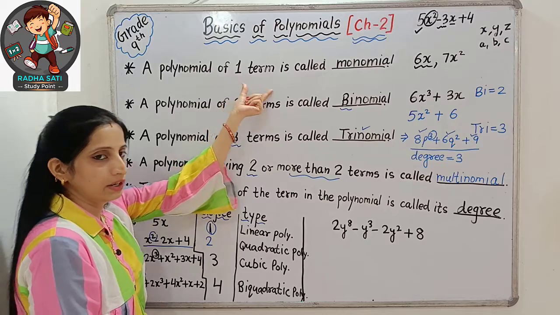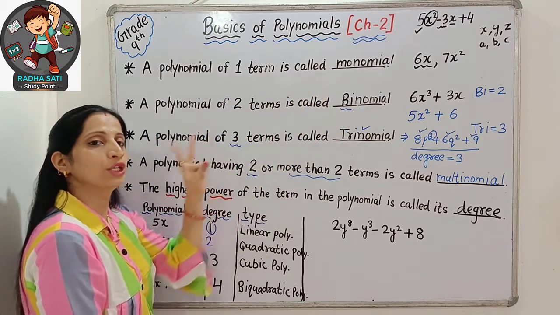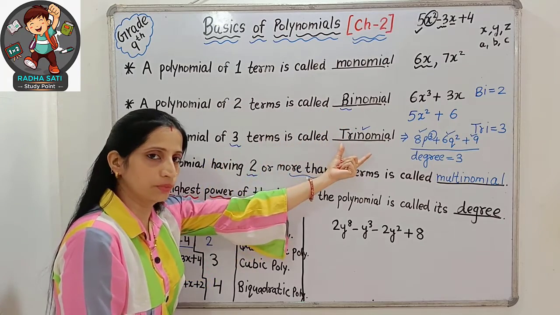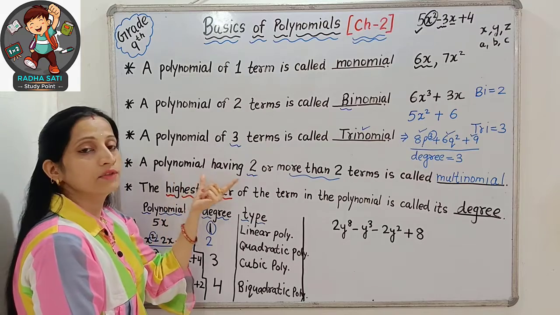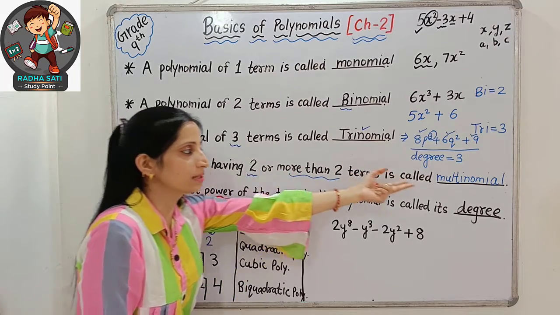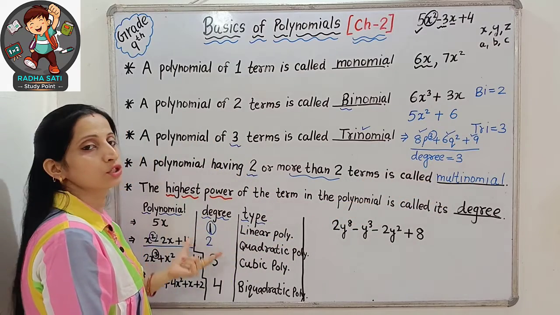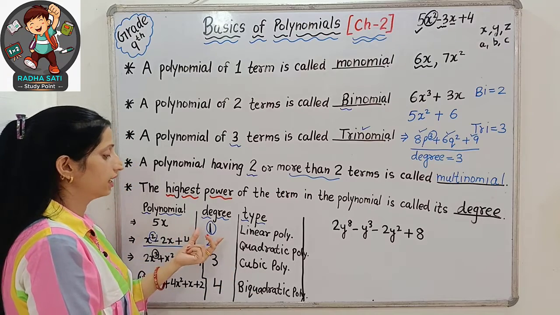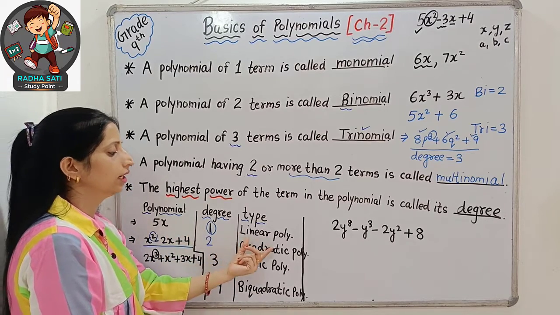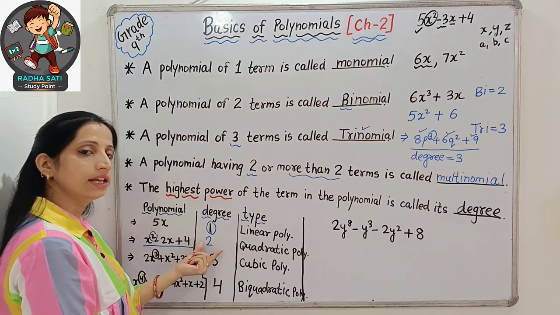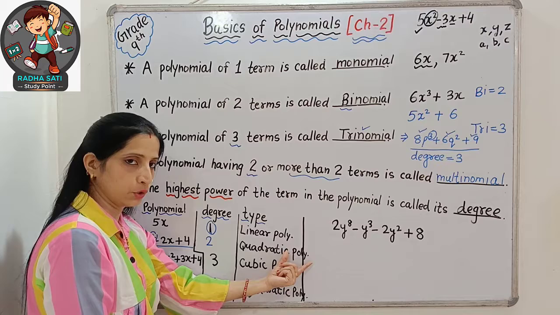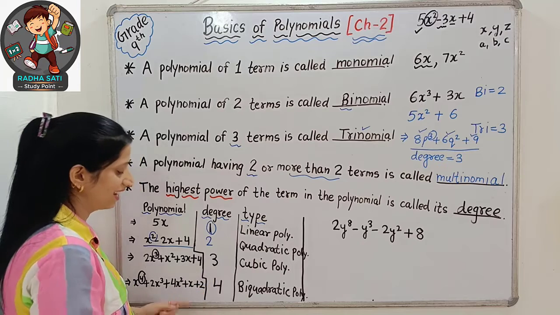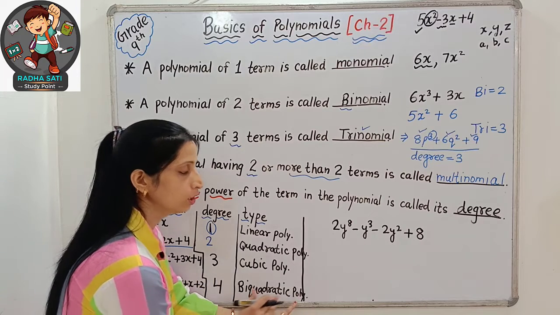When there is only one term, it's a monomial. When there are only two terms, it's a binomial. When there are three terms, it's a trinomial. And when a polynomial has two or more than two terms, that is known as multinomial. Okay, then on the basis of degree also, we categorize it into various types. For example, when the degree of a polynomial is 1, we call it linear polynomial. When the degree is 2, we call it quadratic polynomial. When the degree is 3, we call it cubic polynomial. And when the degree is 4, we call it biquadratic polynomial.